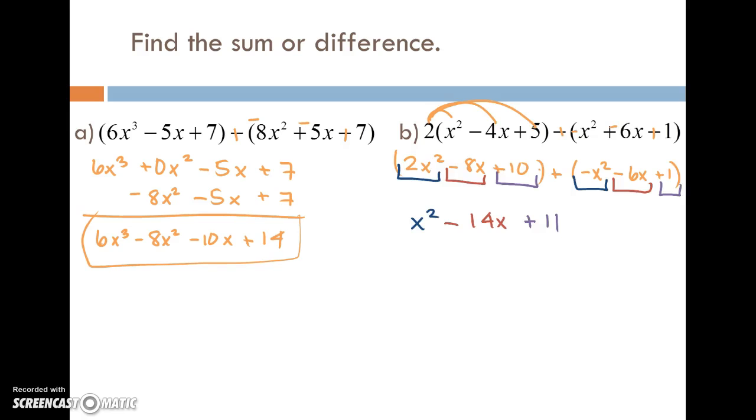Then I'll show you the answer right now for part B. Hey, did you remember to distribute that 2 first? I did. I got 2x squared minus 8x plus 10, and then I added the opposite. So I put plus, and then all of these signs changed. Then I combined my like terms. 2x squared minus x squared gave me x squared. Negative 8x minus 6x gives me negative 14x. And then 10 and 1 gave me 11.